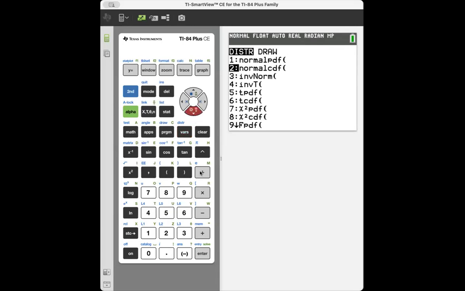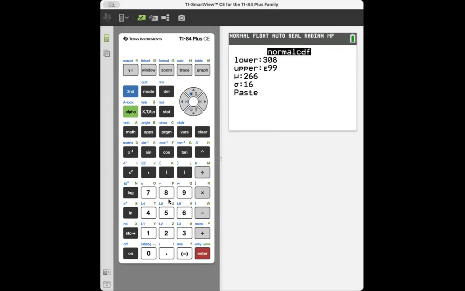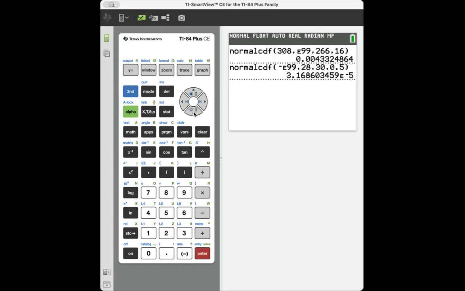So let's put those numbers into normal CDF. Negative E 99 to an upper of 28 and a mean of 30 and a standard error of 0.5. We paste it. And this is in scientific notation. You notice the E negative 5, E minus 5 on the far right. That means we're going to take this decimal point and move it 5 places to the left and fill in those remaining spaces with zeros. So I'm going back to the slideshow now.